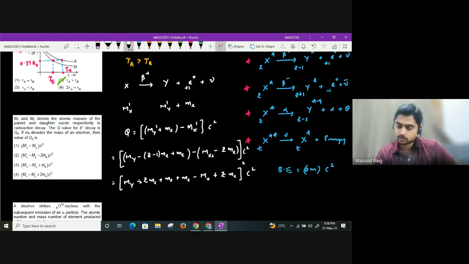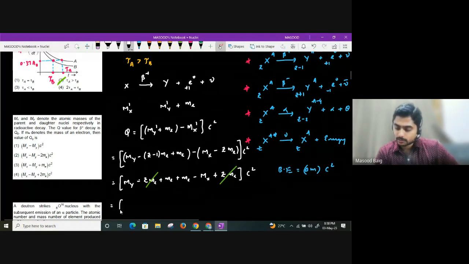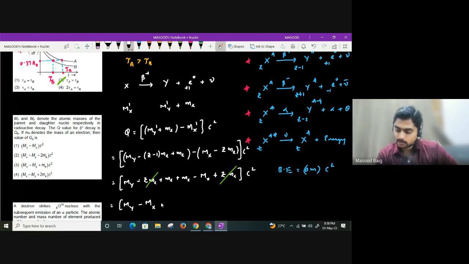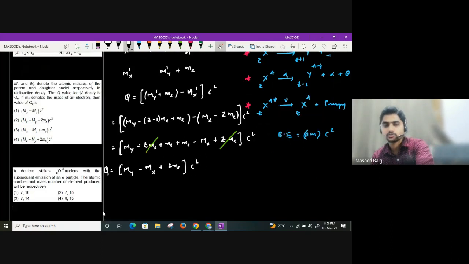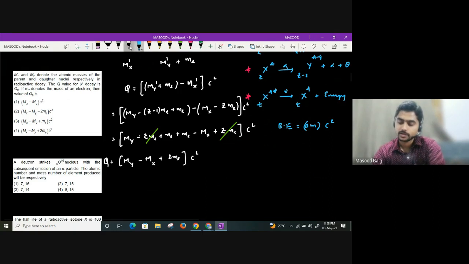Now see, what we can cancel out here: plus Z me minus Z me is gone. So what we can write here is (my minus mx plus or minus 2me) into c squared. This is your Q value, guys. If I take the minus sign, what are we going to get? mx minus my minus 2me into c squared.